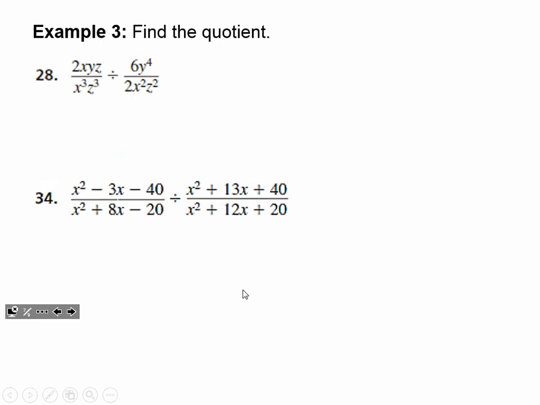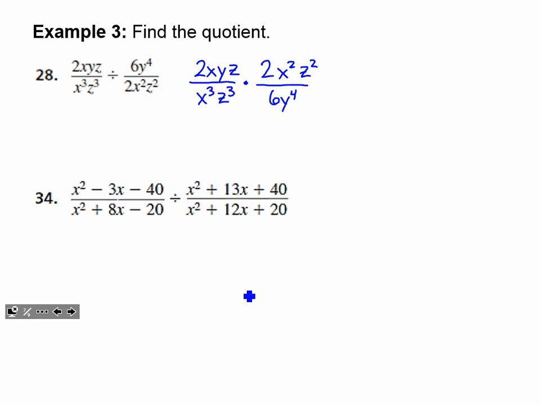All right, for our next slide here, we're going to use division, and we just need to be very careful that when we find a division problem that we remember to use the reciprocal. So for the first problem, I've got 2xyz over x to the third z to the third times, let's show our reciprocal, 2x squared z squared over 6y to the fourth.